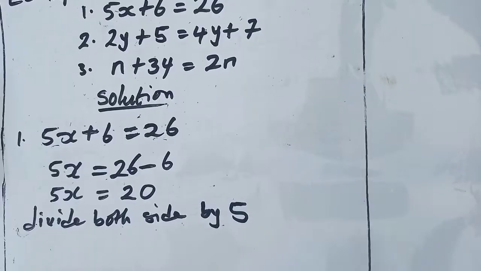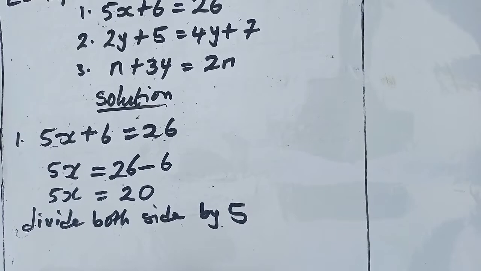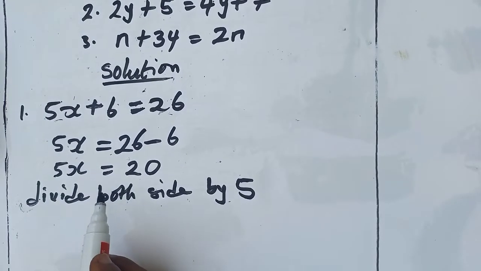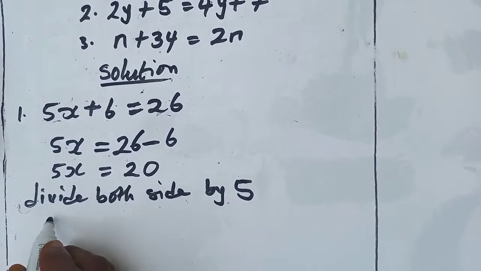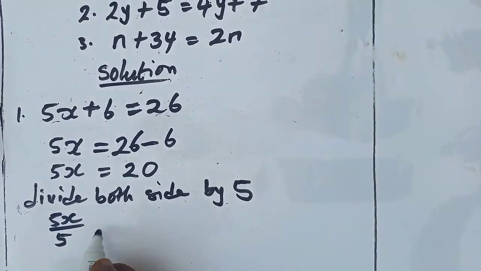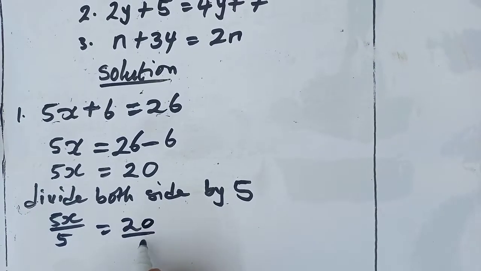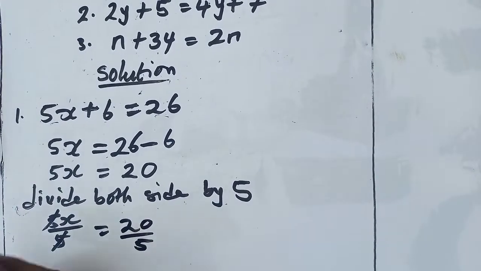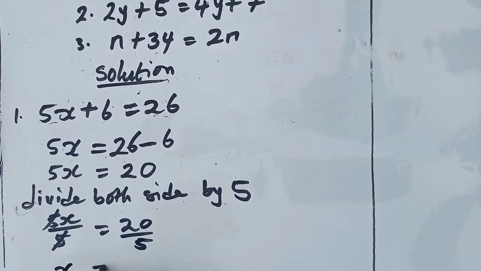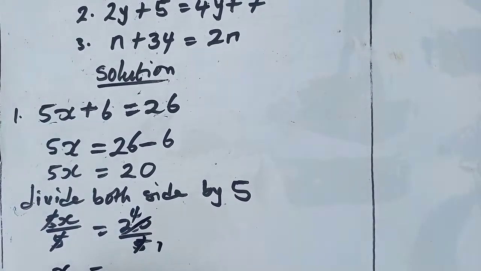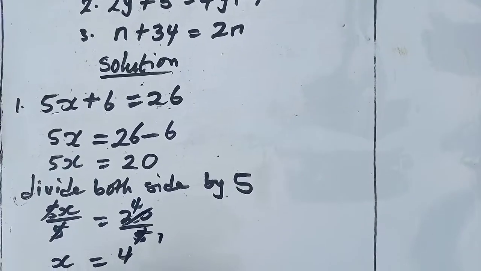So we need to divide both sides by 5. So if I have to divide both sides by 5, we have 5x equals 20. So we have 5x divided by 5 equals 20 divided by 5. So 5 divided by 5, that's 1. 1 times x gives us x. And 20 divided by 5, we have 4. So our x equals 4.